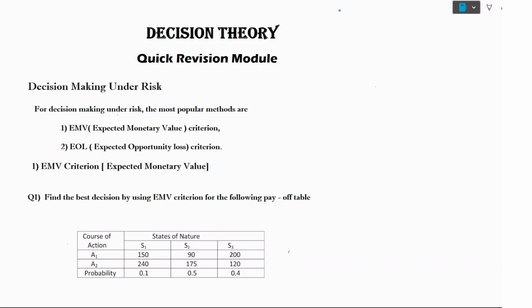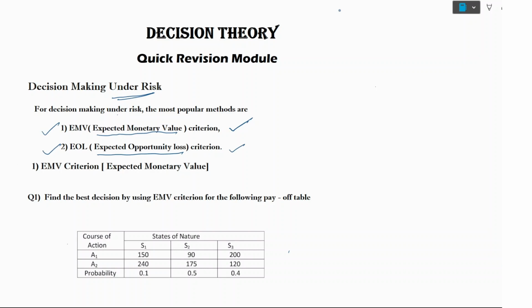Decision making under risk. There are two criteria which come under risk, that is EMV criteria and EOL criteria. EMV means expected monetary value and EOL, that is expected opportunity loss. Now EOL criteria I will discuss in the next video. Here we are going to discuss expected monetary value: how do you calculate it for each course of action, and how do you choose the best action by using EMV criteria. And also we will learn how to construct the decision tree by using the same criteria.